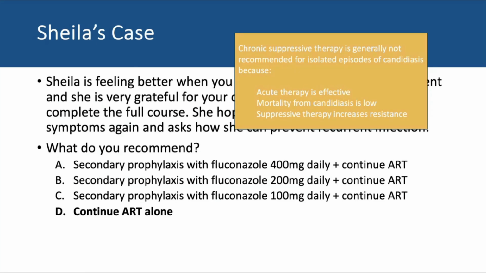Yeah, good job. So for esophageal candidiasis, we don't do prolonged courses of secondary prophylaxis or suppressive therapy, or whatever you want to call it, until the CD4 count recovers. Usually if people are having recurrent episodes of candidiasis, we treat them when they come up. Our acute therapy is generally effective. The mortality from this condition is generally low. And if you do keep people on for the long term, there is an increased risk of resistance, as you all know.